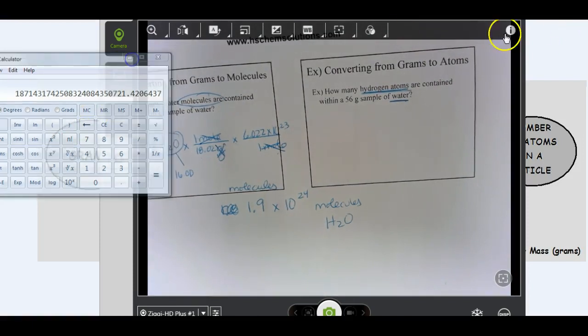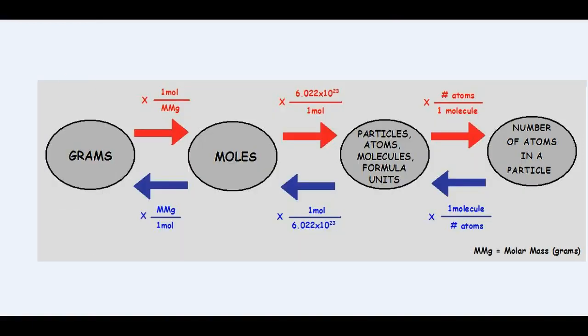So if I go back to my map, minimize some of that stuff, we have grams, and we're trying to figure out the atoms inside the water. So we've got to go grams to moles, which we already did, moles to molecules. So we've already done that. So right now we have molecules of water, and we're trying to figure out how many atoms of hydrogen are in there. Well, how many hydrogen atoms are in a water? There's 2, right? So if you have 2 waters, you'll have 4 hydrogens. If you have 8 waters, you'll have 16 hydrogens. There's 2 hydrogens in every water.